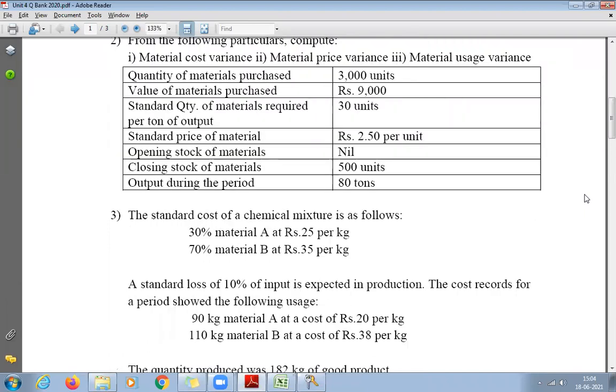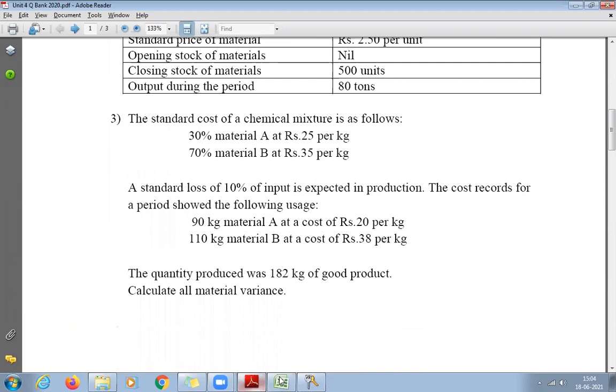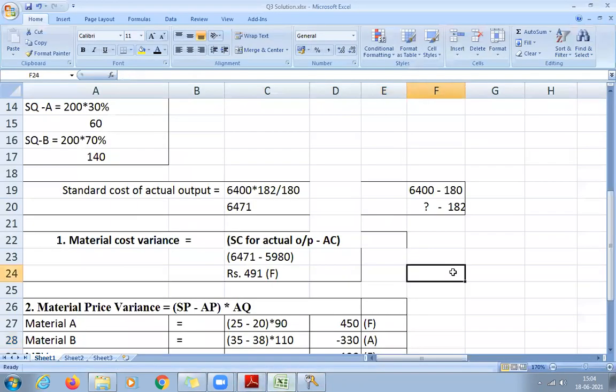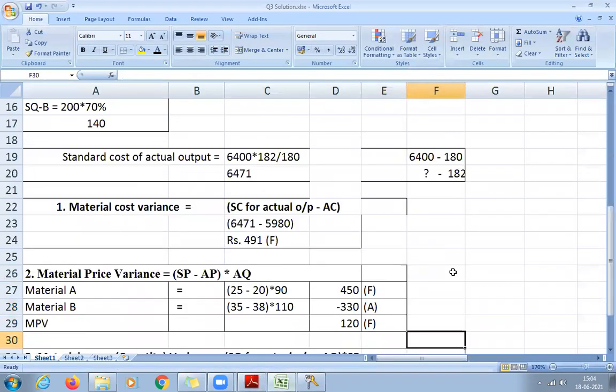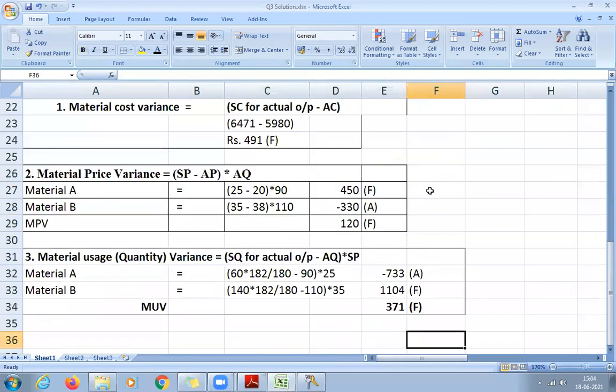So output is very important. You have to see whether output is given or not. If output is not given, you can take the standard only. Whatever is given for standard, we can take it for the actual output also. We can take the same thing. Clear? Any other question? Sir, I didn't get how to do material usage variance. What are the doubts?